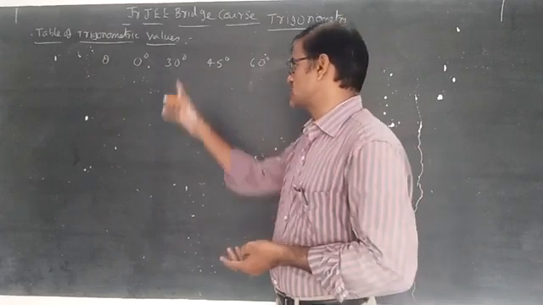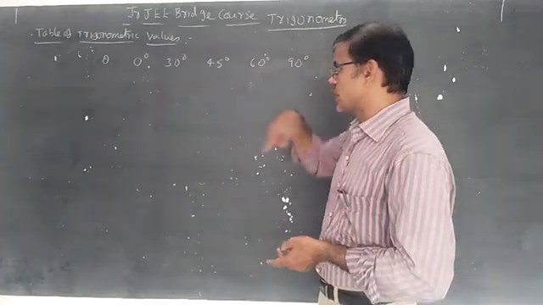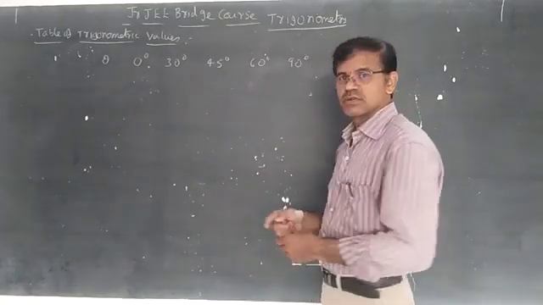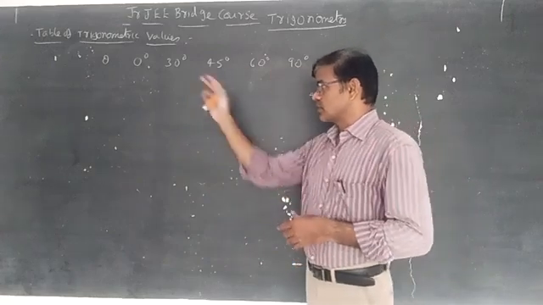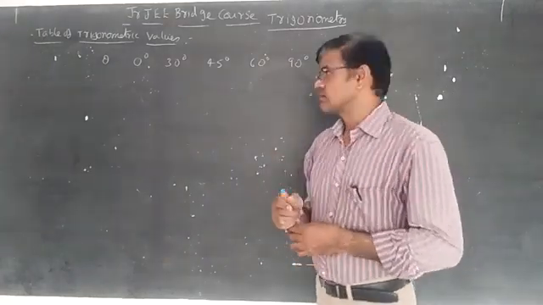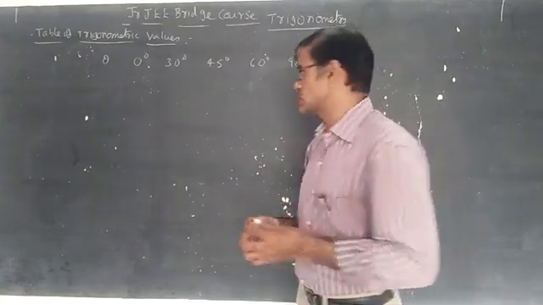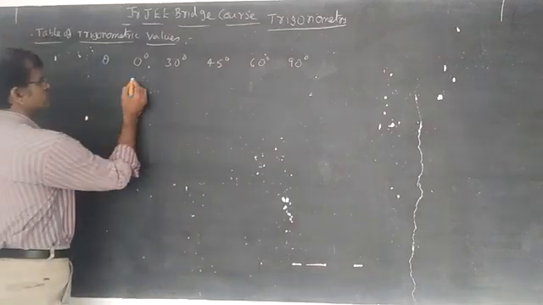If sin 120 is there, it is sin 90 plus 30. If sin 135 is there, sin 90 plus 45. If sin 150 is there, sin 90 plus 60, like that. You can get sin 180, sin 90 plus 90. So it depends upon the trigonometric values. These are fundamental values, and depending on them we can calculate many sums. Theta means angle, in degrees.